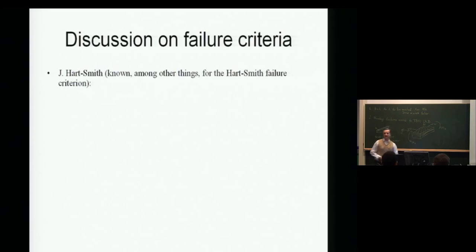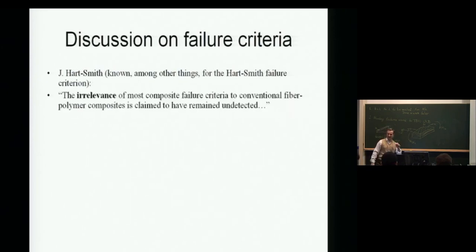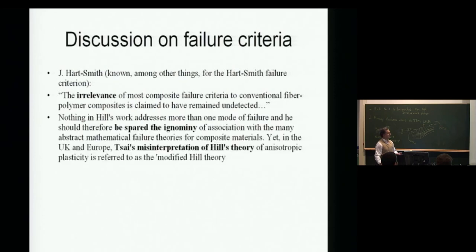I mentioned the gentleman, John Hart-Smith, who is the main attacker of the Tsai-Wu criteria. Look at this. These are actual publications, and if you are as famous and as smart, you can get away with this. The relevance of most composite failure criteria to conventional fiber polymer composites is claimed to have remained undetected. Basically, he's saying composites fail in a completely different way than these criteria imply. Then the Tsai-Hill failure criterion.